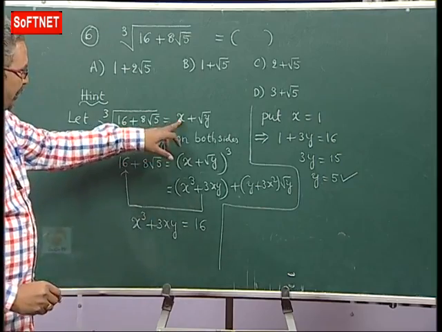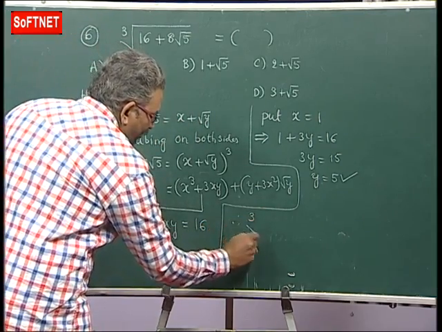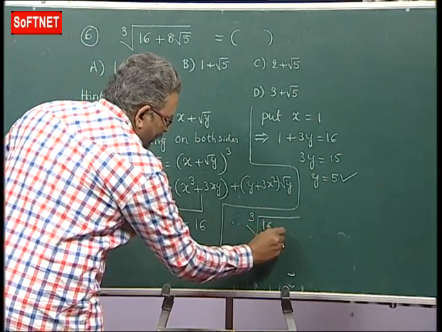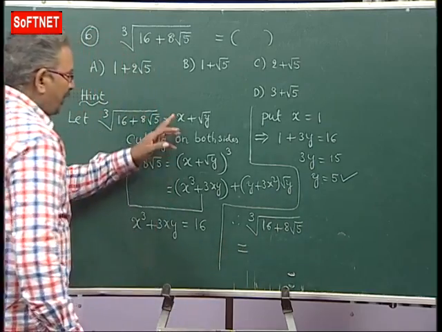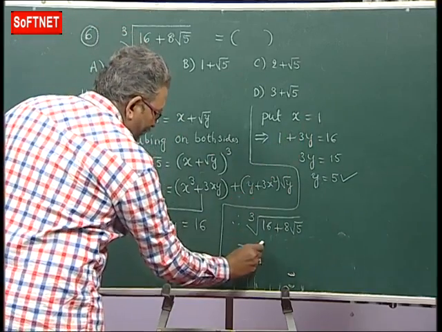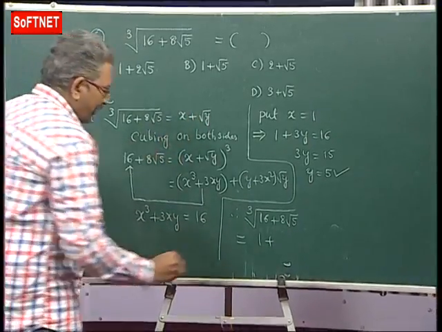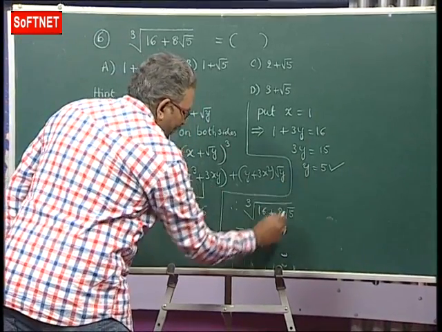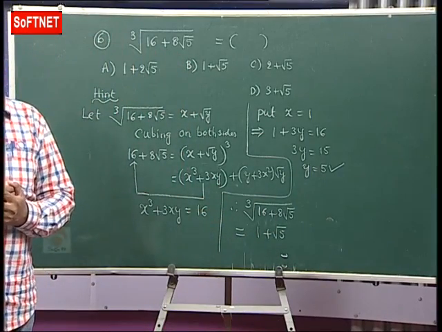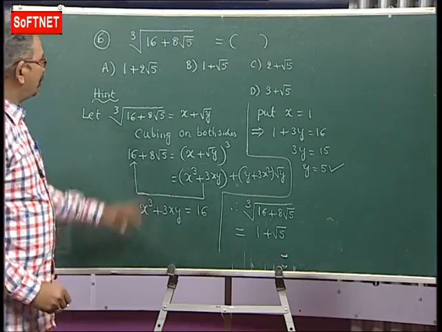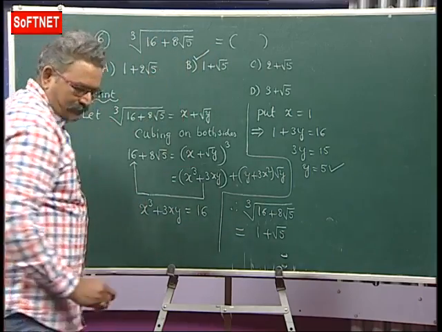So replace here x plus root y. Therefore, cube root of 16 plus 8 root 5 equals x, 1, plus root y. Y means 5, root 5. So this is the cube root of 16 plus 8 root 5. Which is the right option? Yes, B will be the right option. Okay.